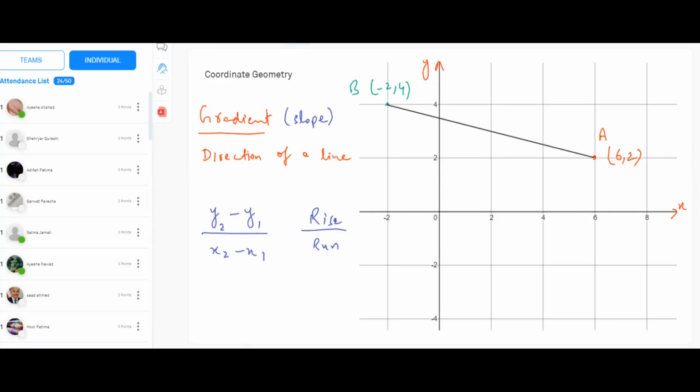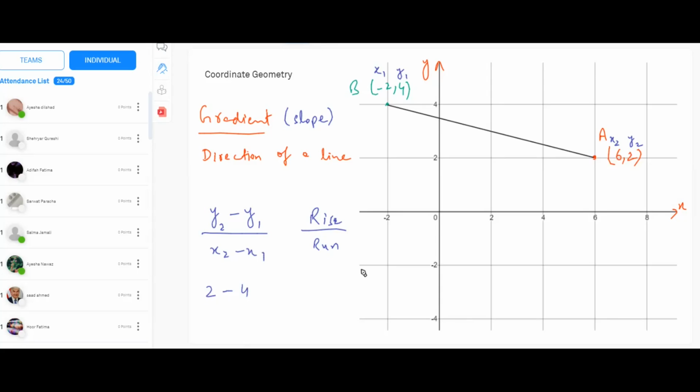Change the color. This is x1. This is y1. Then this is going to be x2, and this is going to be y2. Okay. Now we just need to input values there. What will you get? y2 is 2 there. So we have 2 in place of y2. y1 is 4. That's 4 there.